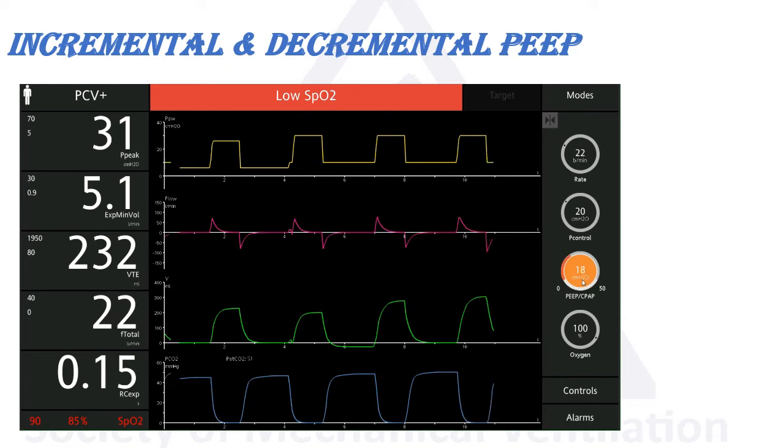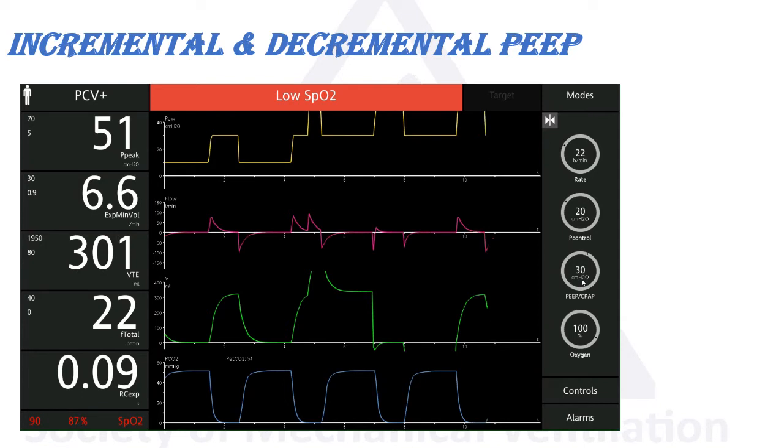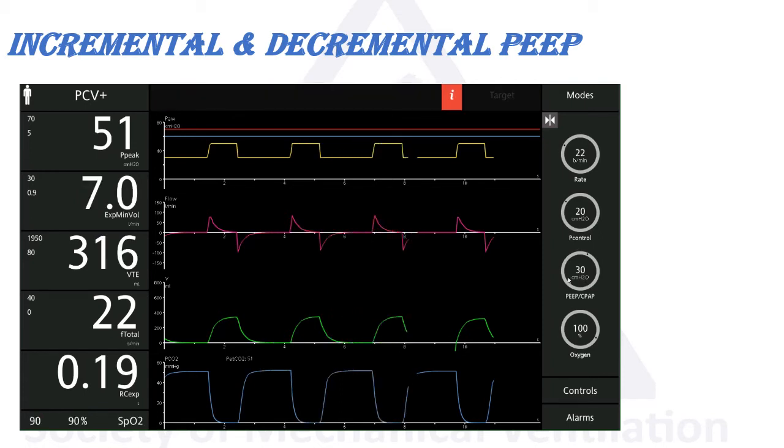The other way, which is probably better, is to do a decremental PEEP, meaning first you do a recruitment maneuver to open the lung up, and you go up to a high PEEP. In this example, I will start at a PEEP of 30, and we'll see what happens with the tidal volume, and basically you calculate the compliance.